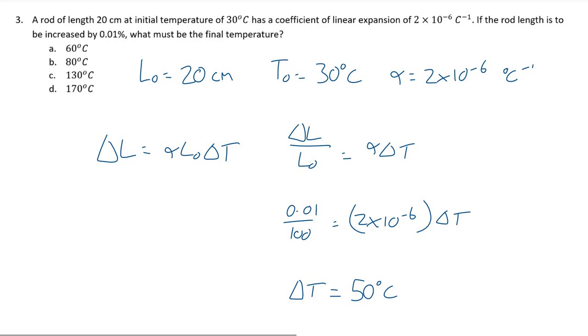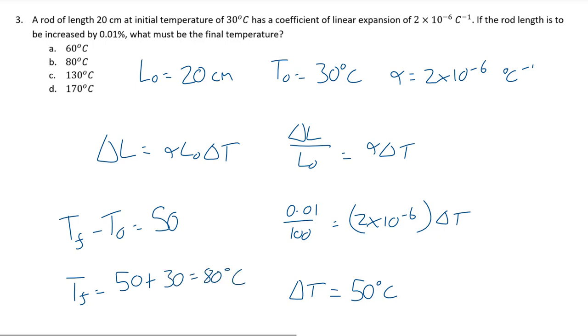The change in temperature, remember, is simply the final temperature minus the initial temperature. T sub F minus T sub 0 is therefore equal to 50. And therefore, solving this for the final temperature, we get that the final temperature is equal to the change in temperature plus the initial temperature, 50 plus 30, which is 80 degrees Celsius. Therefore, the correct answer in this case is option B.